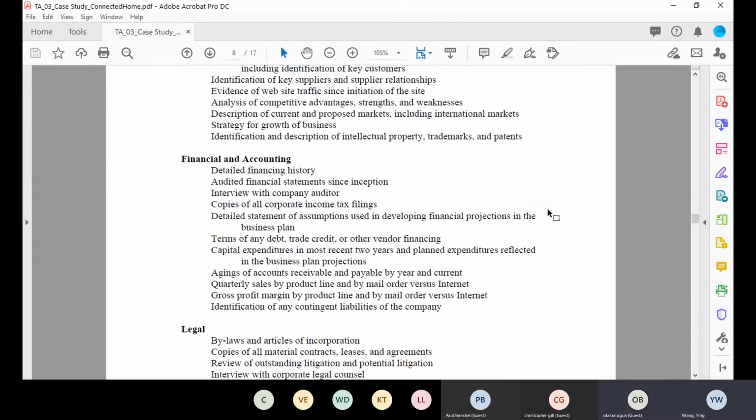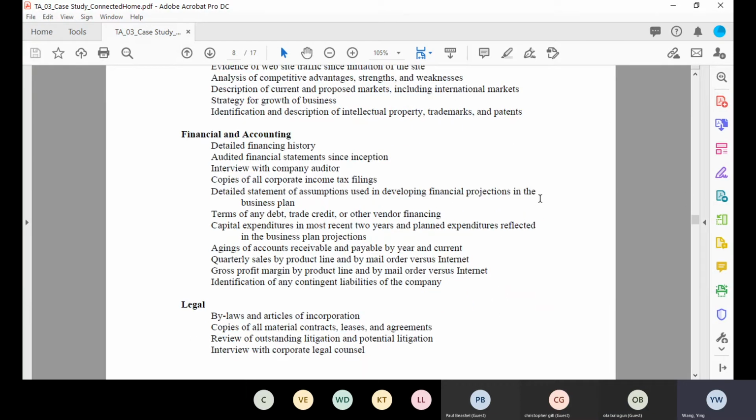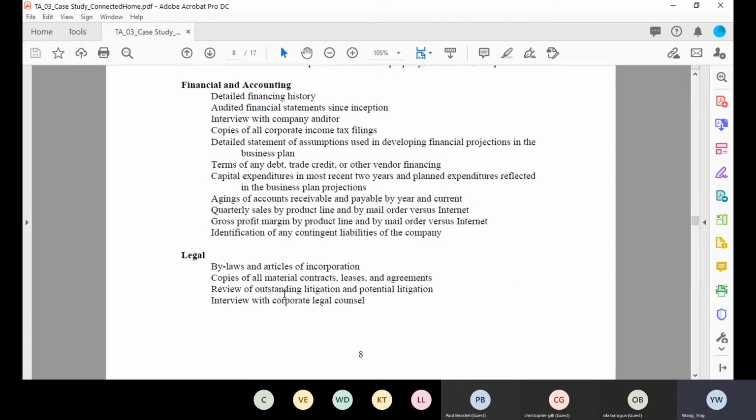They want to know more about financial and accounting. So their financial, detailed financing history, audited financial statements since inception, and they want to interview their company auditor, all others. Those are the very sensitive information of the company. Legal information, bylaws and articles of incorporation, copies of all material contracts, leases, and agreements, review of outstanding resolution and potential resolution, interview with corporate legal counsel.